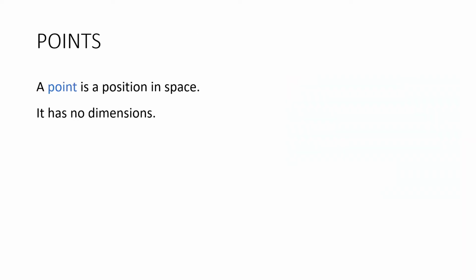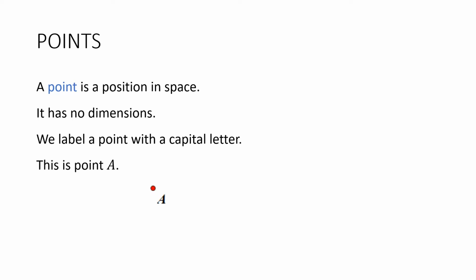So we'll start with the simplest structure, which is a point. It's just a position in space, and it has no dimensions. Now, what do I mean by that? Remember how we live in a three-dimensional world? We have length and breadth and height, but a point has none of that. It has 0 dimensions. Now we label a point with a capital letter, so if we draw a representation of a point, like here, we would call this point A.